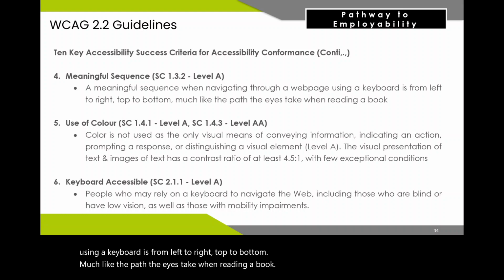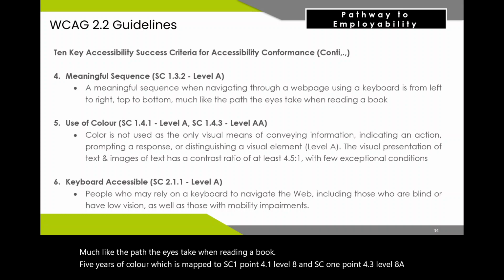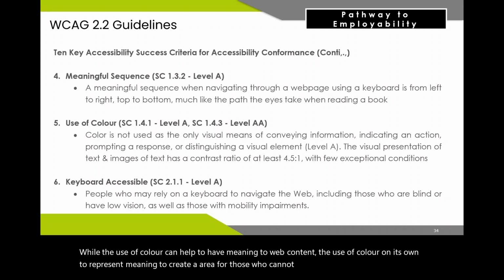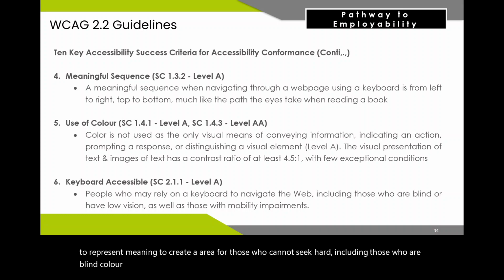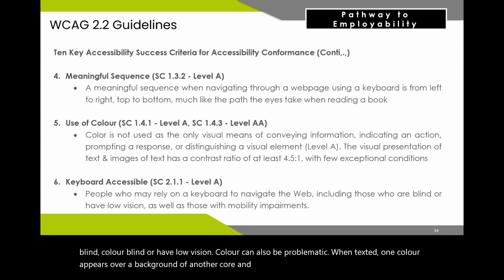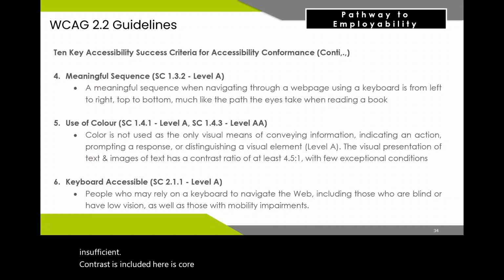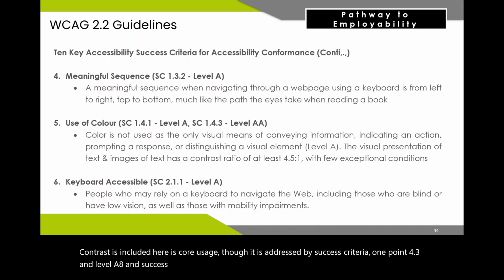5. Use of color, which is mapped to SC 1.4.1, Level A and SC 1.4.3, Level AA. While the use of color can help to add meaning to web content, the use of color on its own to represent meaning can create a barrier for those who cannot see color, including those who are blind, colorblind, or have low vision. Color can also be problematic when text of one color appears over a background of another color, and the contrast between the two is insufficient. Contrast is included here as color usage, though it is addressed by Success Criteria 1.4.3 at Level AA, and Success Criteria 1.4.6 at Level AAA.